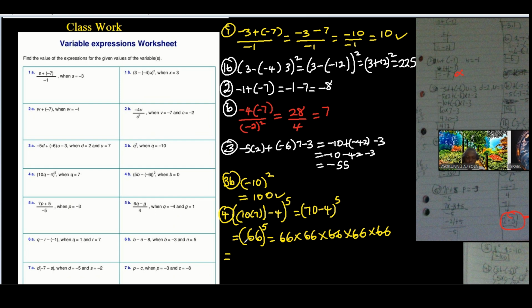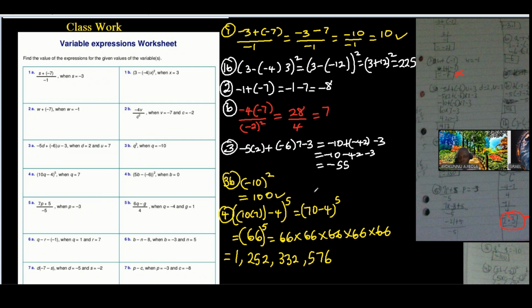66 times 66 is 4,356. And times another 66 is 287,496. Then times another 66 is 18,974,736. That's 4 of 66. So times one more 66. 1, 2, 3, 4, 5. So that'll be 1,252,332,576. And this is a weird evaluation.